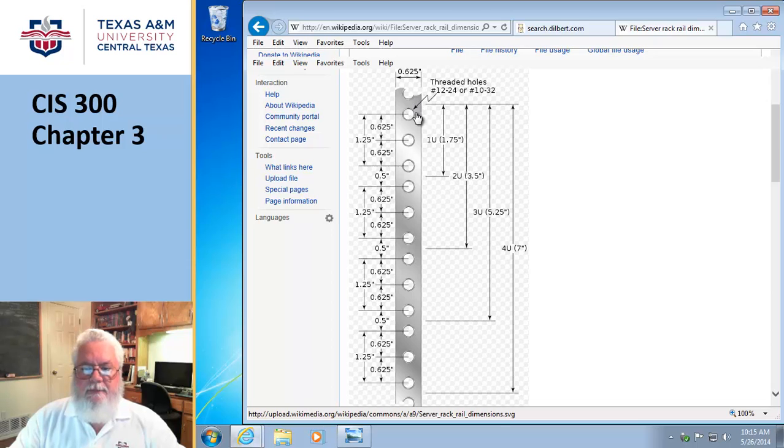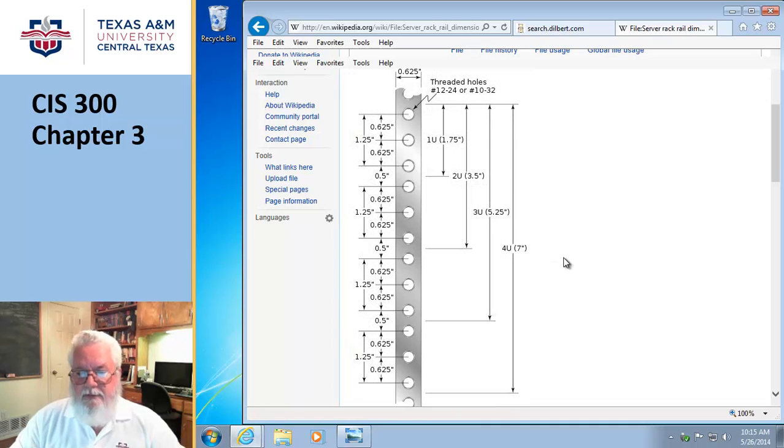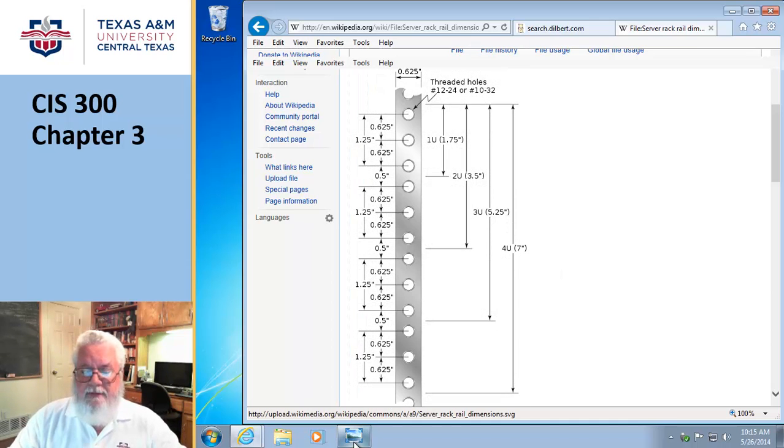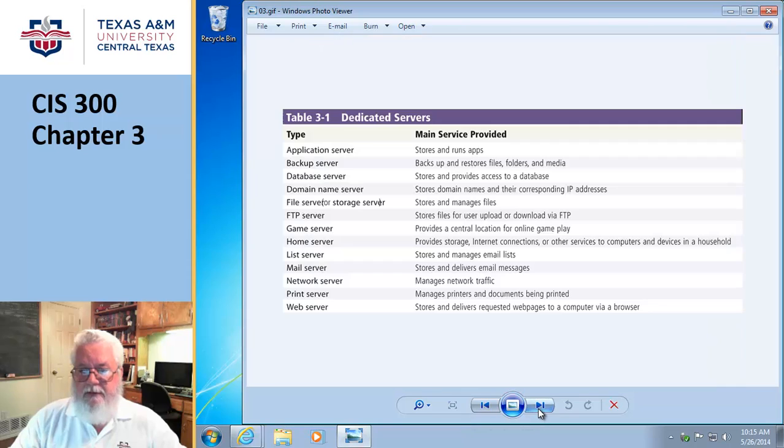So it overlaps, and it's 1.75 inches, and then a 2U would be twice that, a 3U would be 3 times that, and a 4U would be 4 times that. So this is the rack unit. If you're ever buying a server and they say this is a 3U server, well, you know physically how much space that's going to take in your rack. Cool. All right.